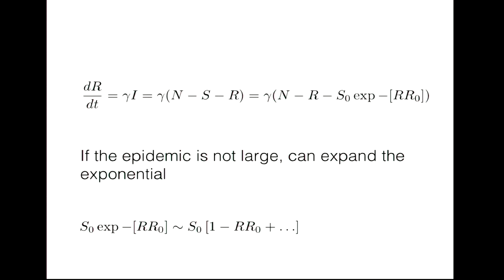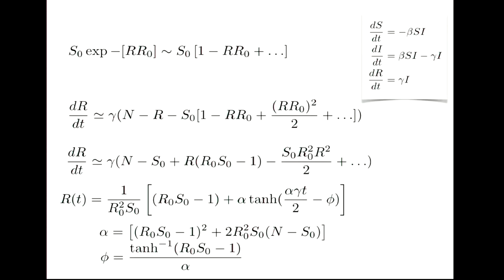But if the epidemic is not large, you can expand the exponential. So you can write S0 exponential minus R by R0 as S0 times 1 minus R by R0 plus higher order terms. So you do that in this particular step and then write the equation including the next order term here, which is R0 squared divided by 2. This is just a Taylor expansion, assuming that R times R0 is small. Once that is done, you've eliminated these terms here, so dR by dt is approximately equal to this value here. Collect the terms one by one, and this equation you can solve as it turns out.